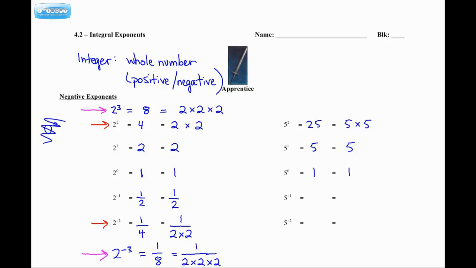Now we're getting into the negatives. Uh-oh. But no worries. Just keep dividing by 5. So 1 divided by 5 is 1/5. There's nothing to repeat on this one. 5 to the negative 2. Well, I'm just dividing by 5. But really, that comes from this. And there we go.